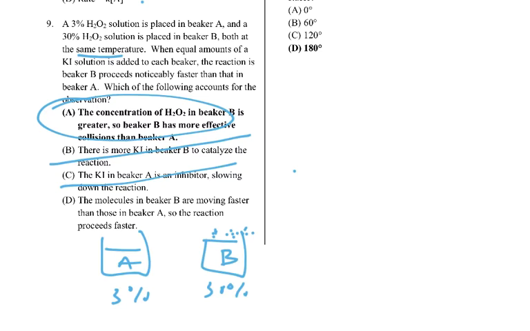The molecules in beaker B are moving faster. No, because it said the same temperature. So if it's the same temperature, then they are not moving faster. So it's a concentration effect, 30% peroxide versus 3% peroxide.